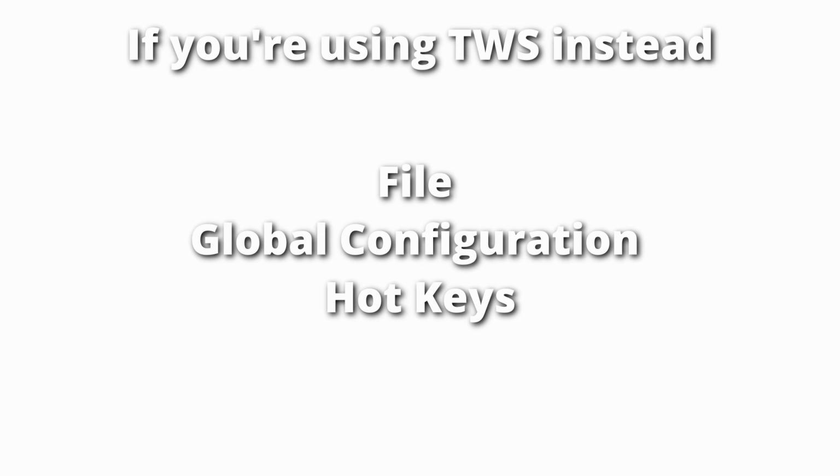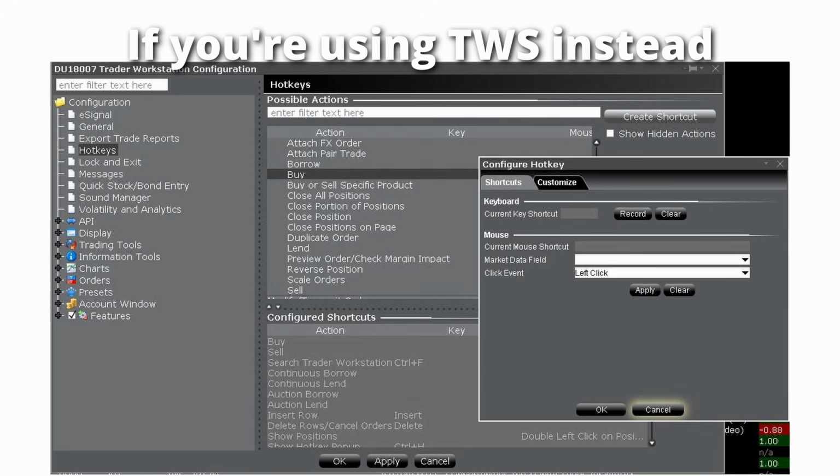Now, if you're using TWS instead, the path is different. You go to File, Global Configuration, and then Hotkeys. Then, Possible Actions, select Action, create shortcut, record, and then press your key combination.